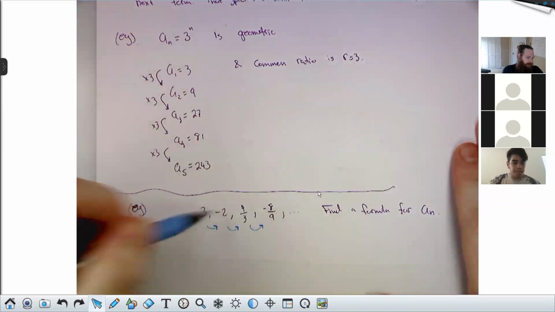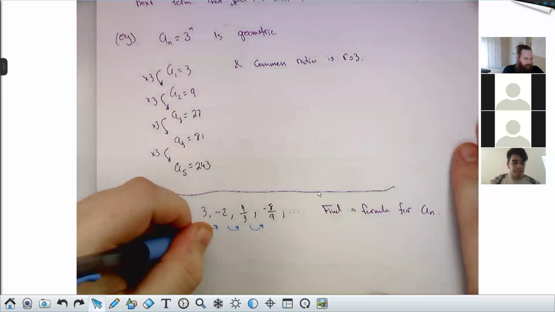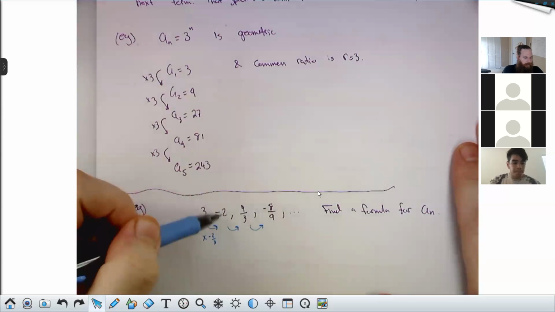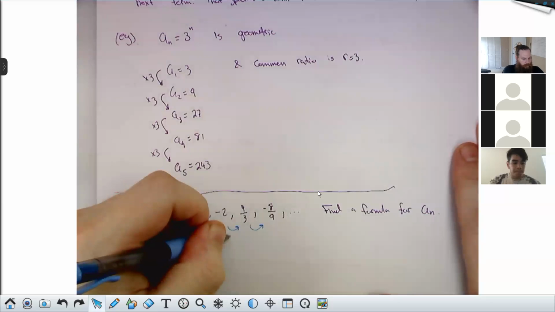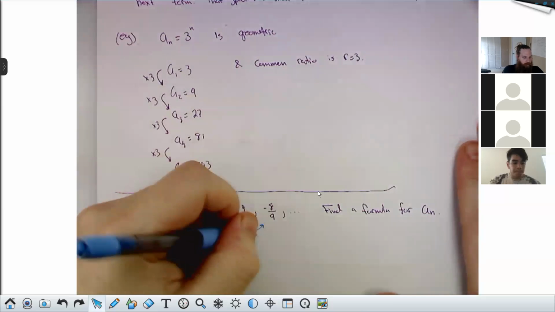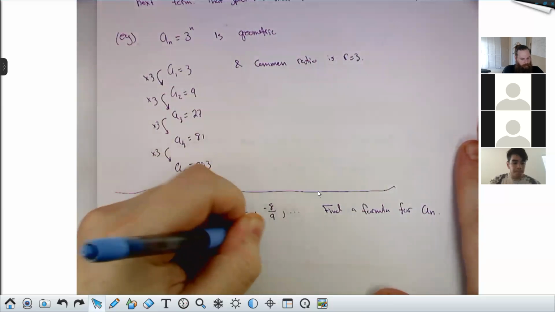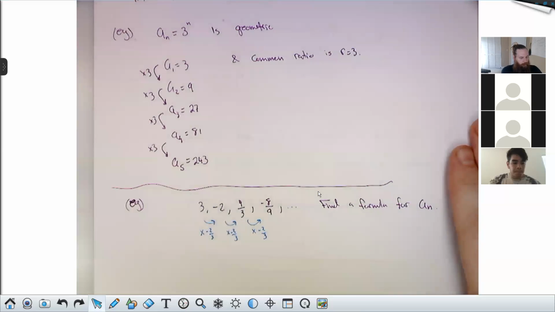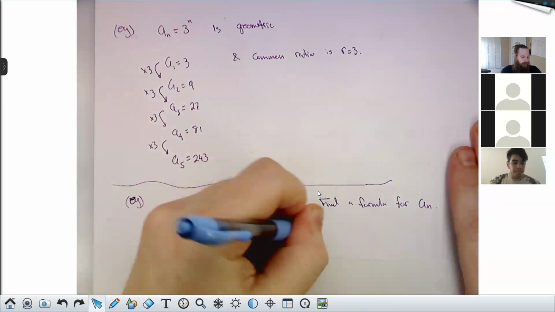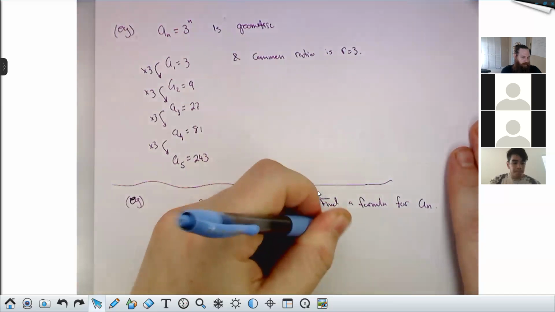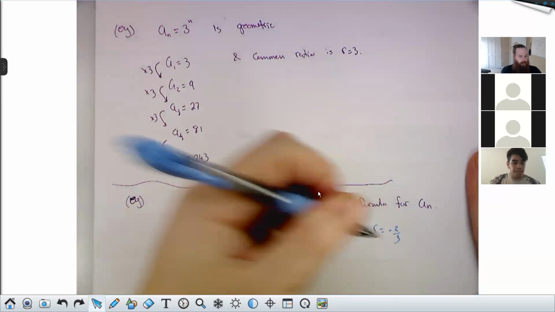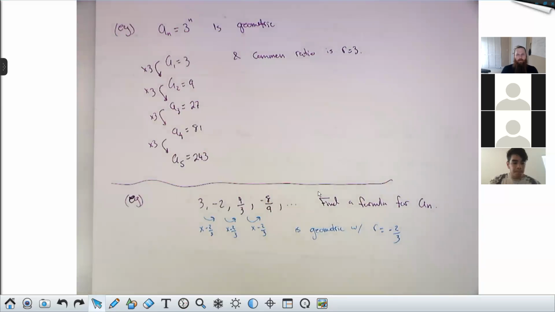To go from 3 to -2, we're multiplying by -2/3. And if you multiply -2 by -2/3, that'll give you +4/3. And if you multiply that by -2/3, that'll give you -8/9. So this appears to be geometric, with common ratio -2/3.